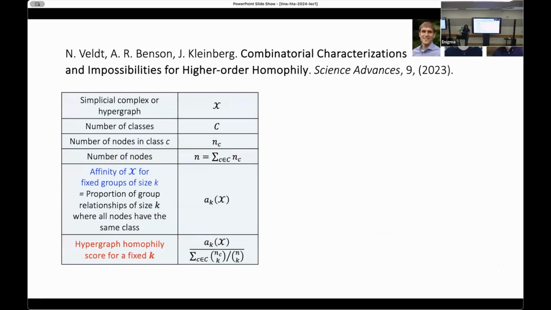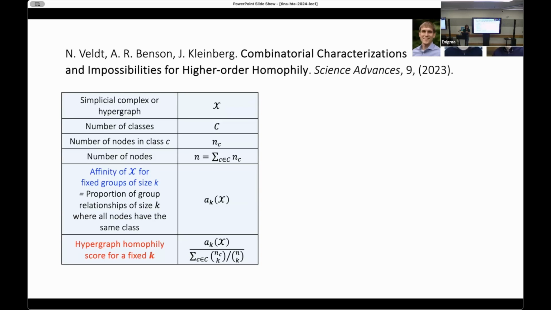Then there are the folks from Cornell that came in and looked at simplicial complexes or hypergraphs. They said, okay, suppose I have C classes, so red, green, blue, and then I can count the number of red nodes I have, the number of blue nodes, the number of green nodes. Obviously, the sum of them would be the number of nodes that I have. Then I'm going to count the affinity on this hypergraph of a fixed group of size k. So basically, if I look at all of the hyperedges in my graph that have 3 nodes in them, how many of them have all of their colors be the same, right?